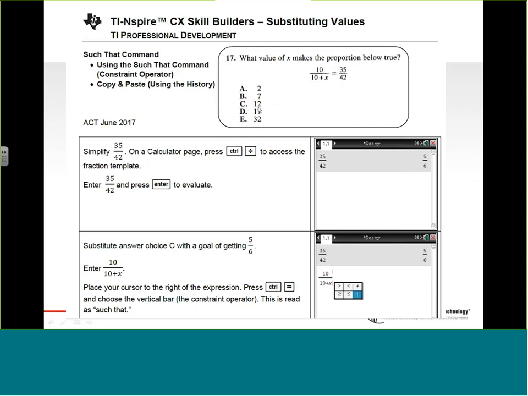And when you do that, we also talk about strategies. We often have them start on the middle answer. The reason is these answers are written in order, either smallest to biggest or biggest to smallest. So we recommend starting with 12 if you're going to substitute values in here. I've got the keystrokes over here on the left. So I want to enter 35 over 42 as a fraction.